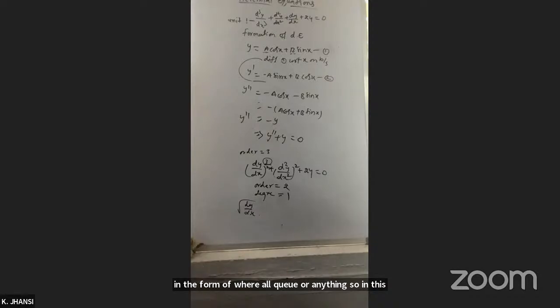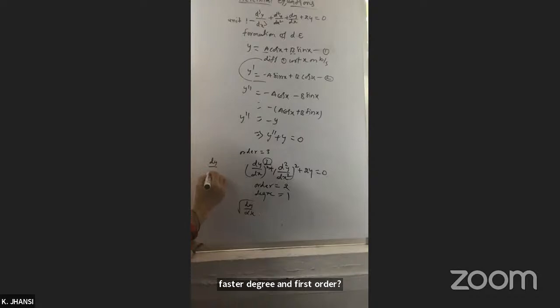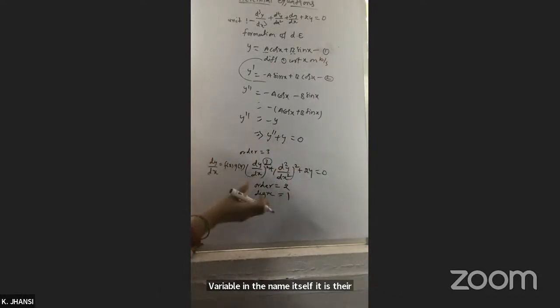The main method is the variable separable method, for ordinary differential equations of first order and first degree. It is nothing but just separating the variables. If we have dy by dx equals f of x into g of y, like this, any function is there. The name itself says variable separable method. So you have to separate the variables.